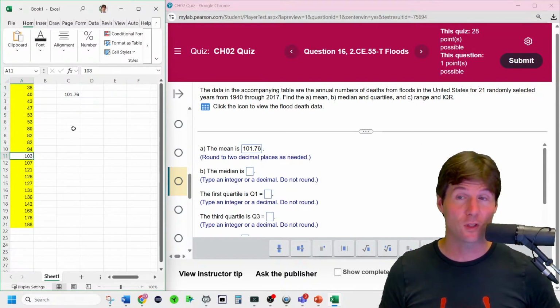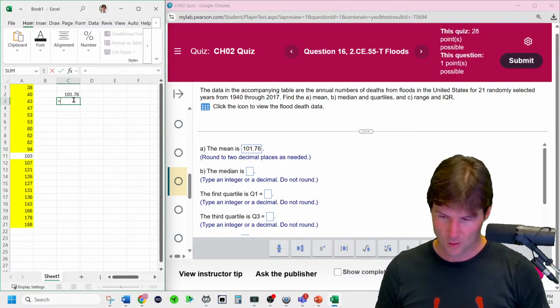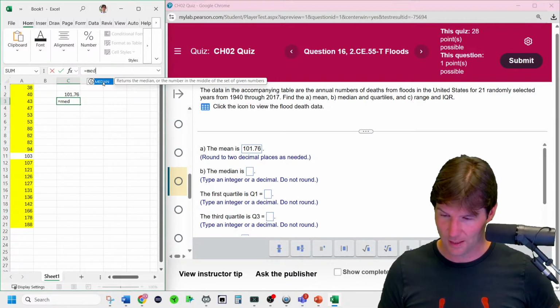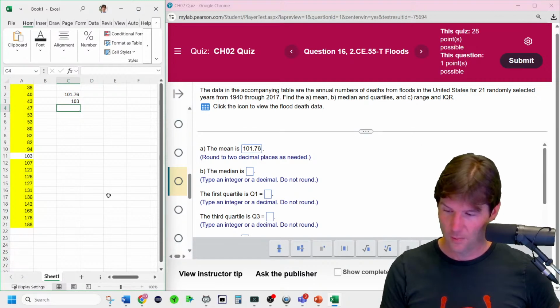You have to sort data to get the median. So we should be able to do a median formula. We didn't put anything inside of it. That's a bad idea. Click there and then grab and hold. And the median is 103.